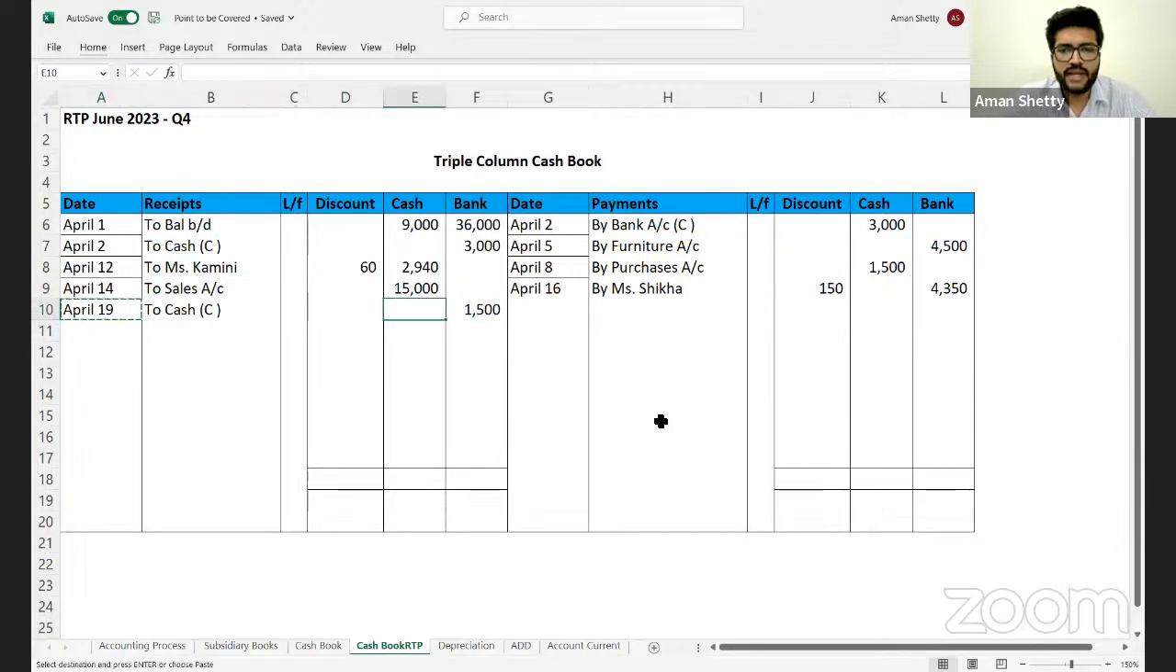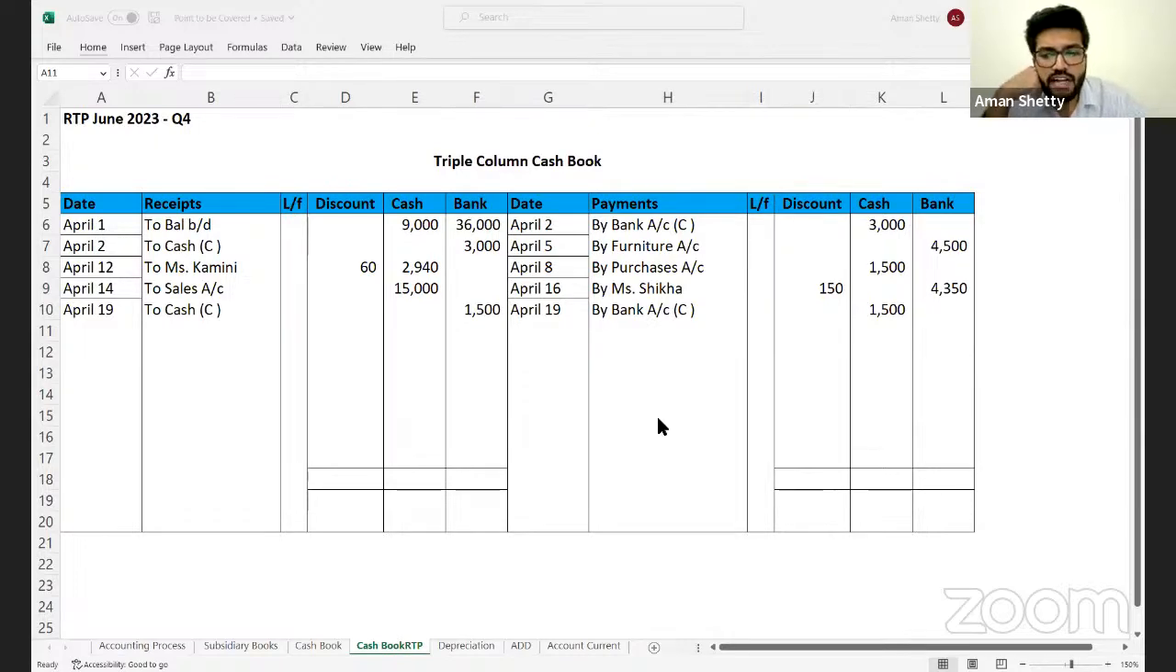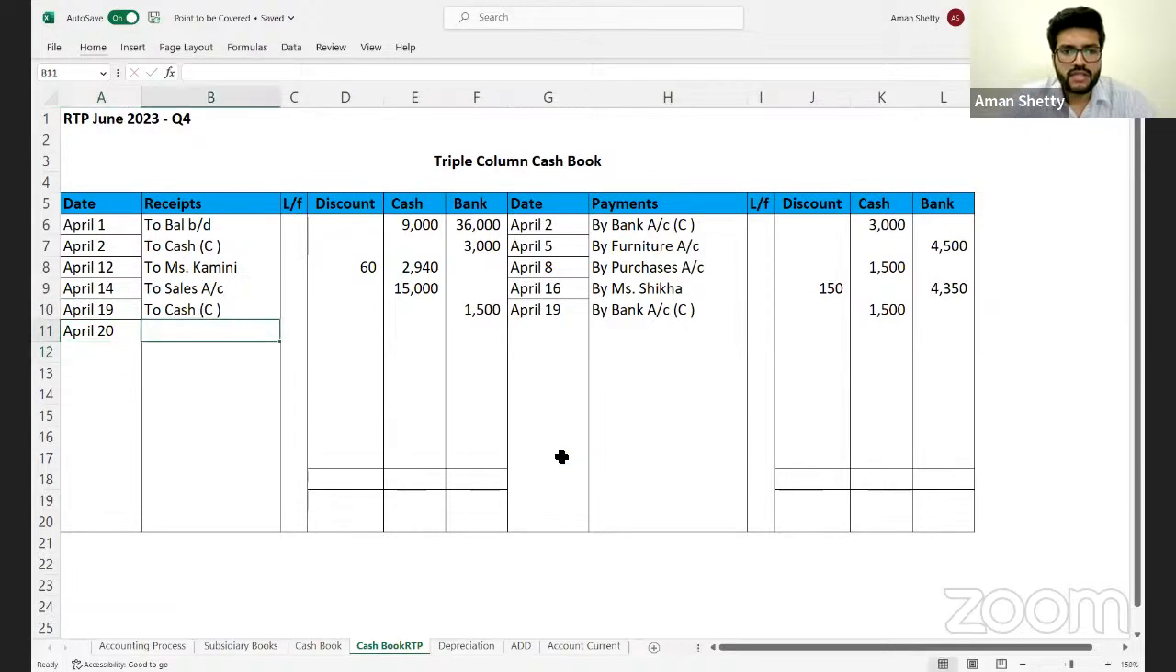Same thing. Again, April 19th. By bank account. In the cash column, 1,500. Yes. Next. Sales through credit card 4,000 on April 20th, to sales account. In the bank column, 4,000. Next.